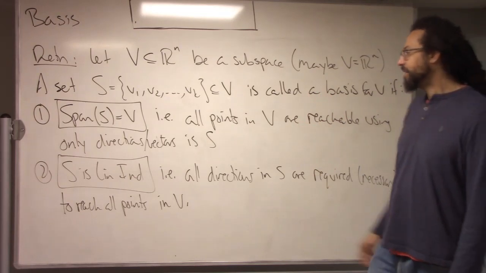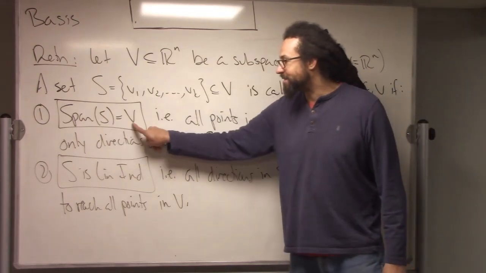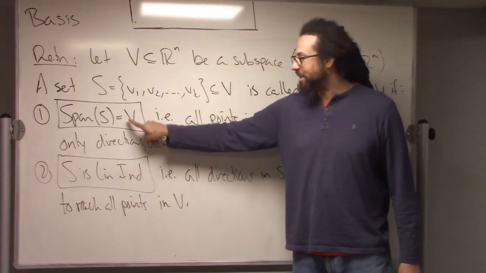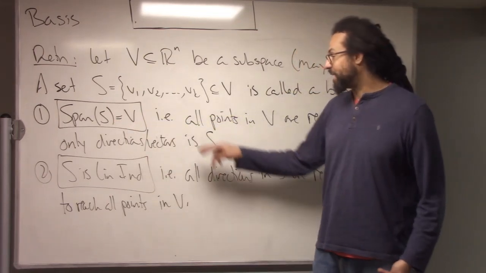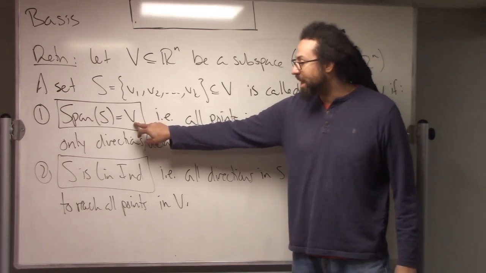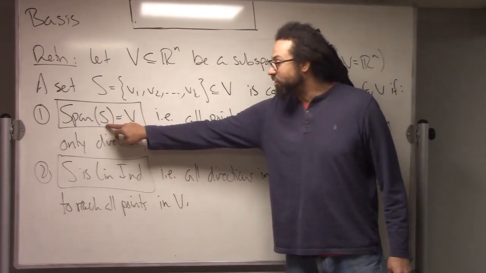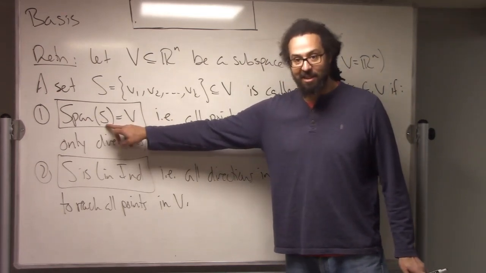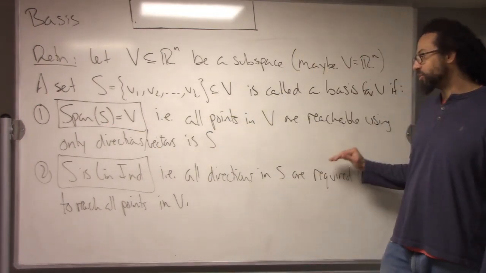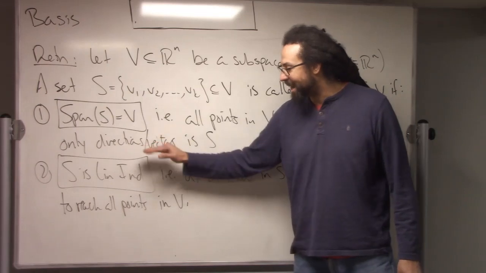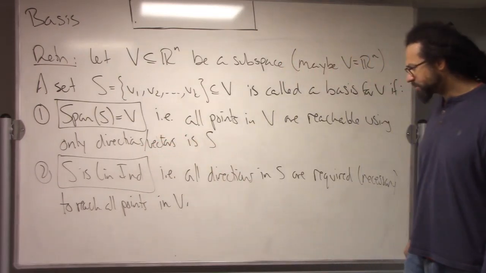So we will call this set S a basis for the subspace V if two things are true. First thing, the span of S is equal to all of V. In other words, S spans V. If you want to think about that geometrically, that means you can reach every point in V using only the directions in the set S, right? So all the points in V are reachable using only the directions or vectors in the set S.